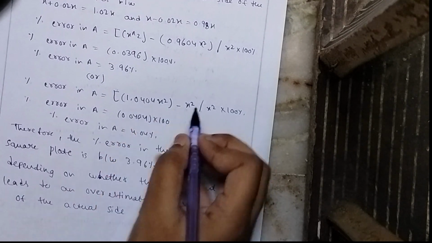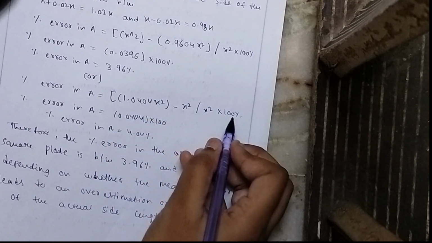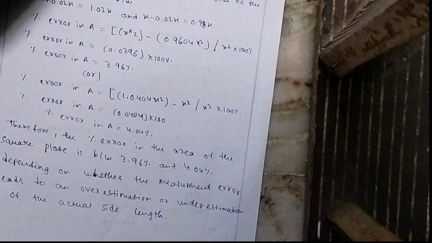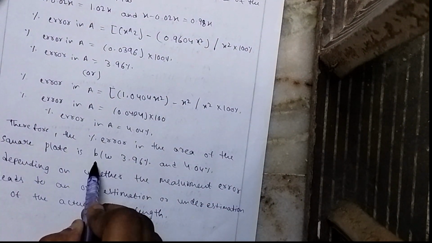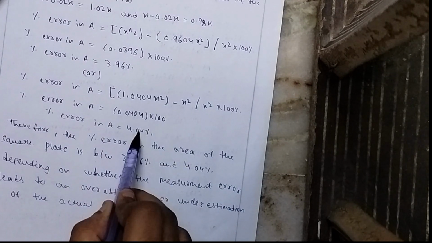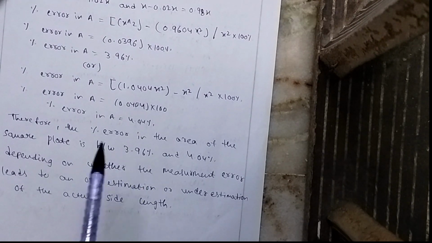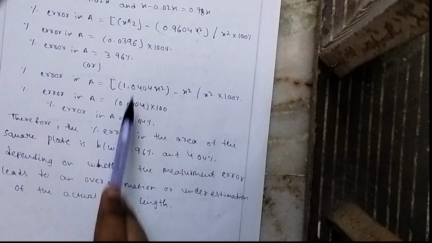Or we can also find this as 1.0404x square minus x square by x square into 100%. So the value is 4.04%. Therefore, the error in the area of the square plate is between 3.96% to 4.04%. So, depending on whether the measurement error leads to an overestimation or underestimation of the actual side length, it lies between 3.96 to 4.04.